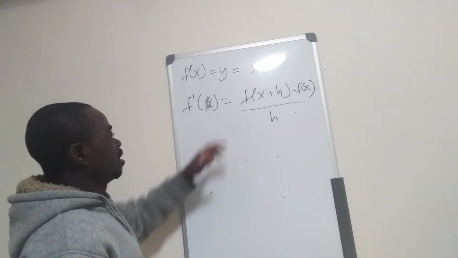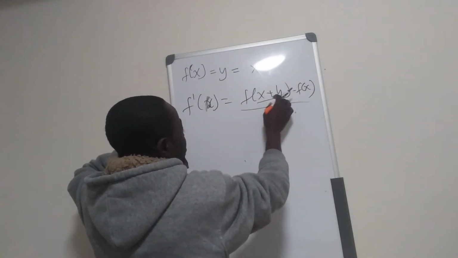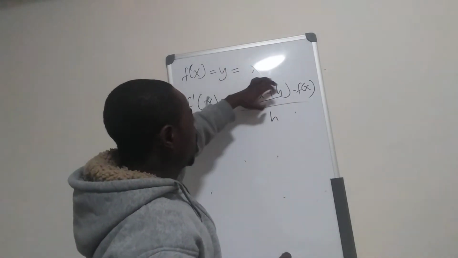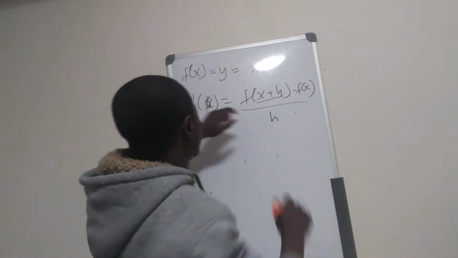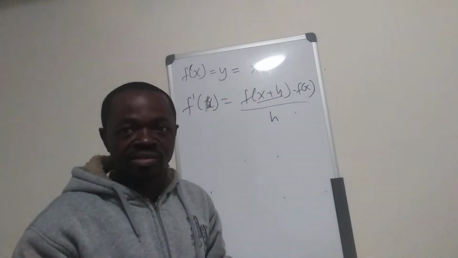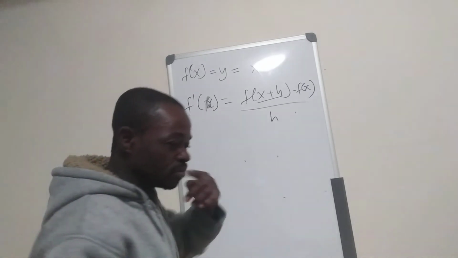So wherever you see x, this is the function, the value of x. X plus h gives us x. So whenever you see x, you replace it by that. And then f of x is the function, f of x equals y, which equals what? X. Now let's apply that to solve for this.